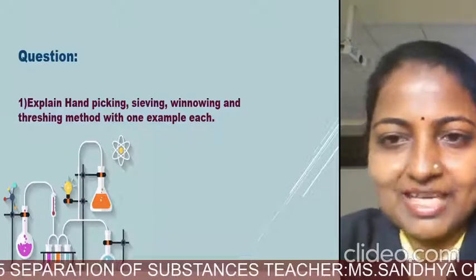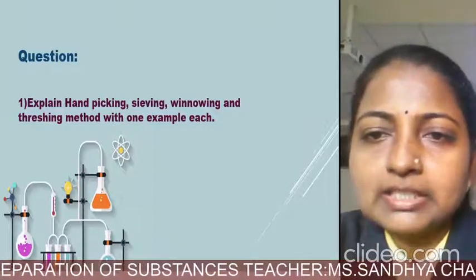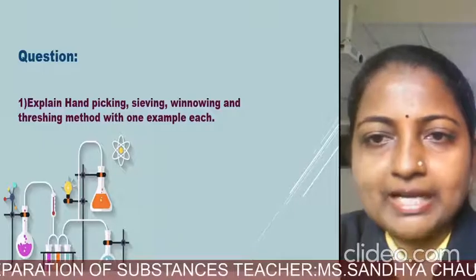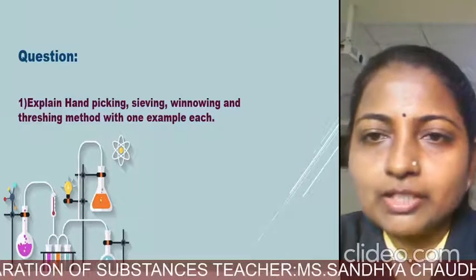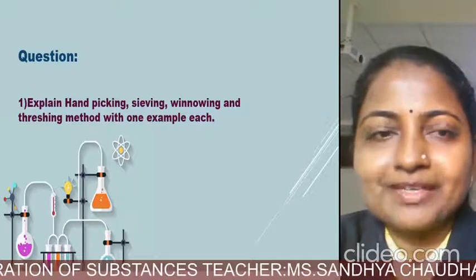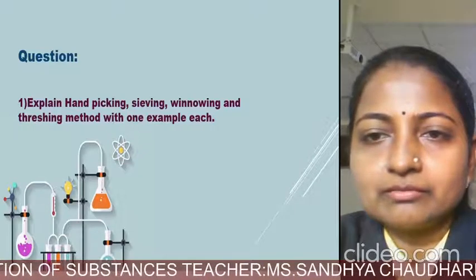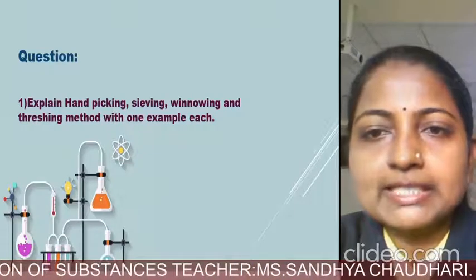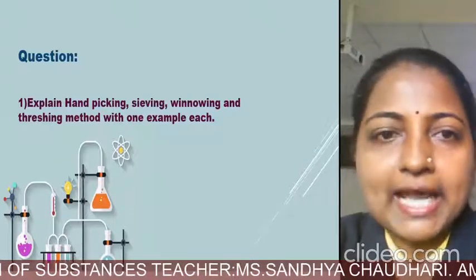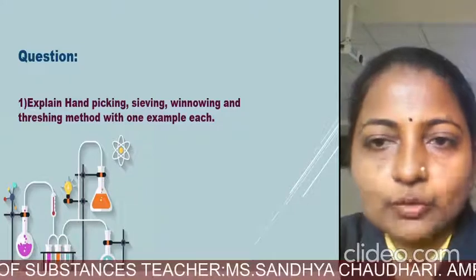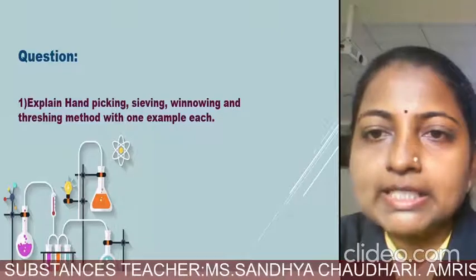Now at last, I would like to give you some questions. You have to note it down and you have to just think on this and write it by your mind. Do not learn. Just try to write with your mind only, so that you will understand whether the concepts are clear or not. So note down the question. Explain hand picking method, sieving method, winnowing method and threshing method with one example each related to your daily life.